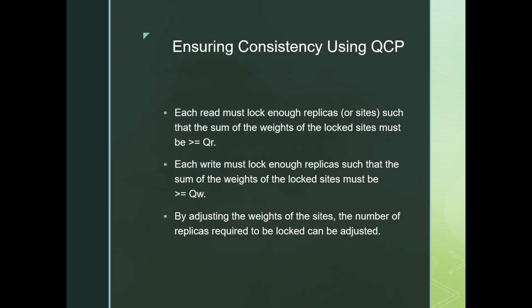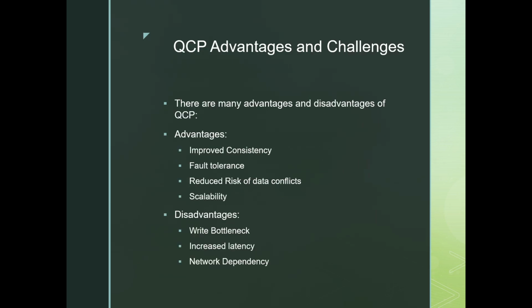That is either increased or decreased as per the application requirement. So there are many advantages and challenges. The advantages are improved consistency and fault tolerance, because not all the systems have to be asked for votes. Let's say we need n votes and one side fails, then we cannot move ahead. But here only n by 2 are required, so we can move ahead and reduce the risk of data conflicts, and scalability. Disadvantages may be write bottleneck, deadlocks, increased latency, network dependencies, and there might be some others as well.